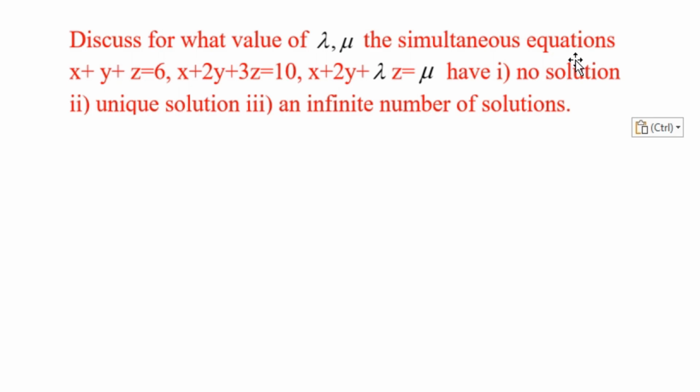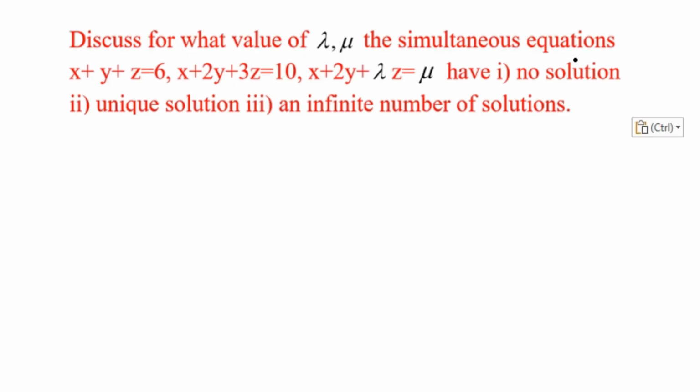Now in the problem, we are given a system of equations along with lambda and mu. Now we need to find out whether the equations have no solutions, a unique solution, or an infinite number of solutions. First of all, write down the above equations in matrix form.